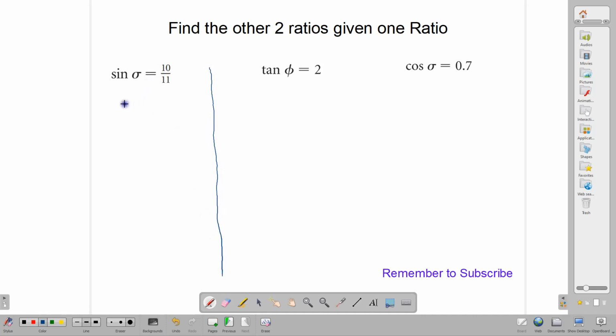So in order to do this, the first thing we do is that we draw a triangle. So let's draw a triangle here. And let's put in an angle.